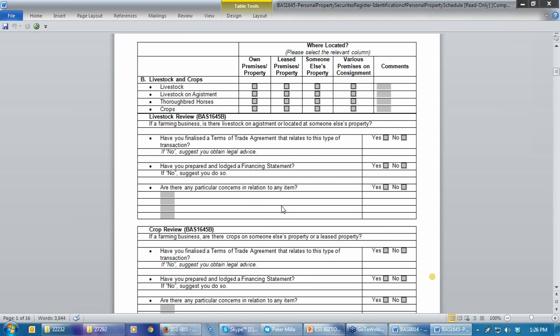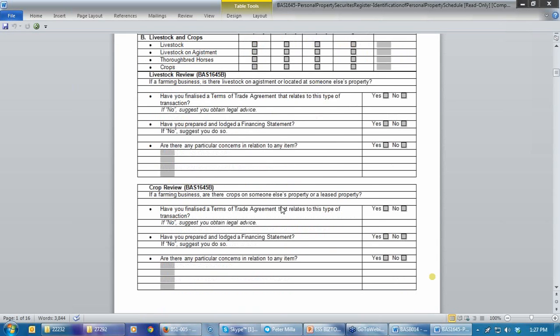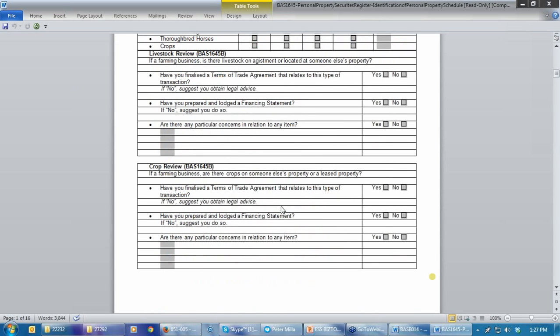We've included thoroughbred horses because of an infamous case in New Zealand where the owners of an ex-racehorse that was at stud lost it in a case. The liquidator was able to seize it because they had not registered on the PPSA. The New Zealand media claims that that horse was worth over $2 million. Crops have got special treatment under this legislation.